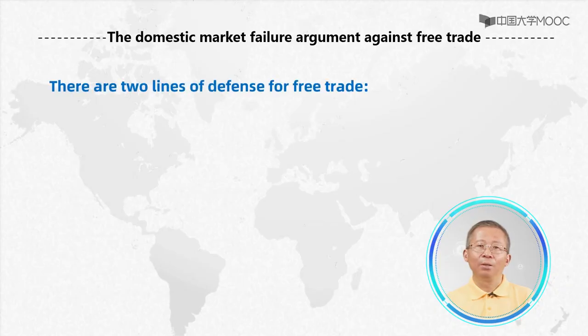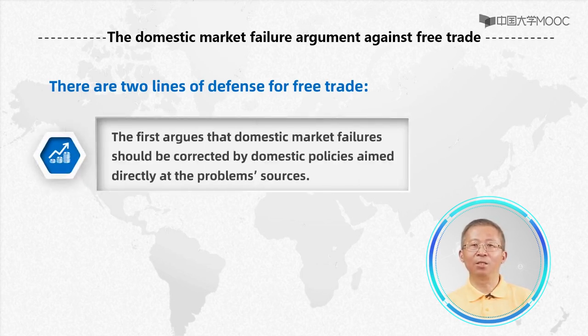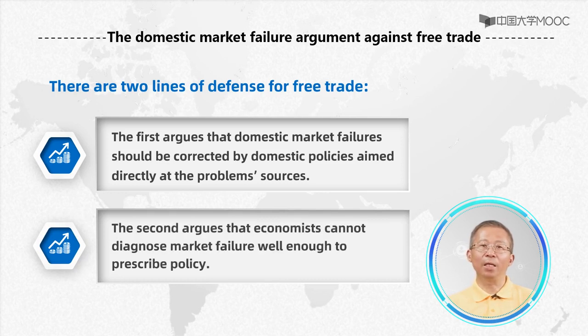How can we defend free trade, given the likelihood that there are interventions which could raise national welfare? There are two lines of defense for free trade. The first argues that domestic market failure should be corrected by domestic policies aimed directly at the problem's sources. The second argues that economists cannot diagnose market failure well enough to prescribe policy.